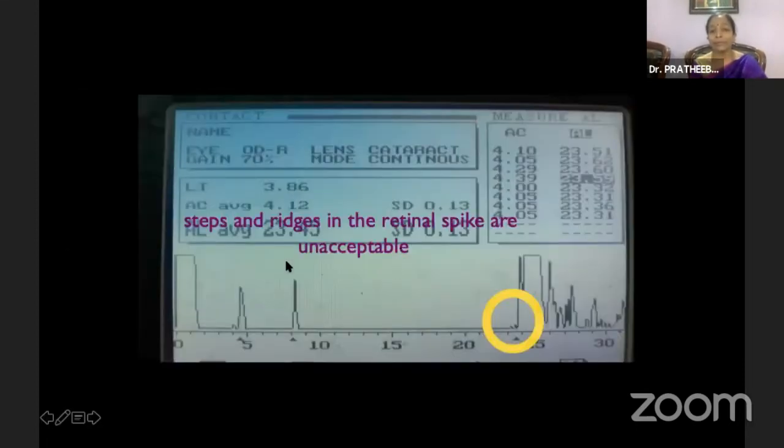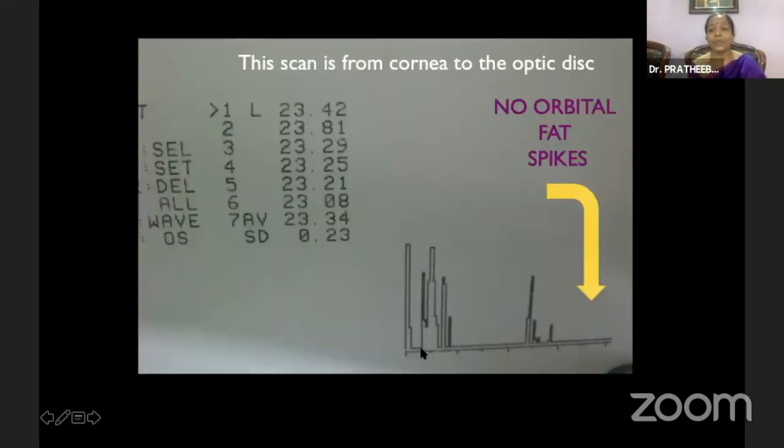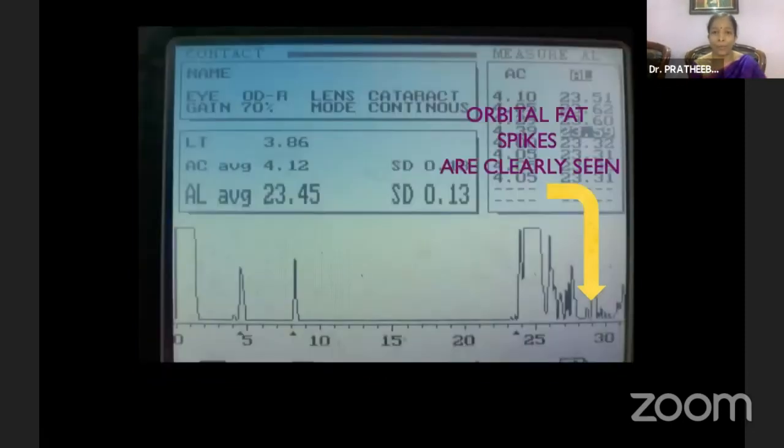So in this scan, we find there are multiple steps and ridges, and the spikes are not of good quality. So when we get such kind of spikes, we should ideally repeat the scan. And similarly, when we see here, there is a corneal spike, but the lens spikes are not very clear. There are multiple ridges, and here we don't see any orbital fat spikes. So this particular scan is probably taken along the optic disc, and these scans should be repeated.